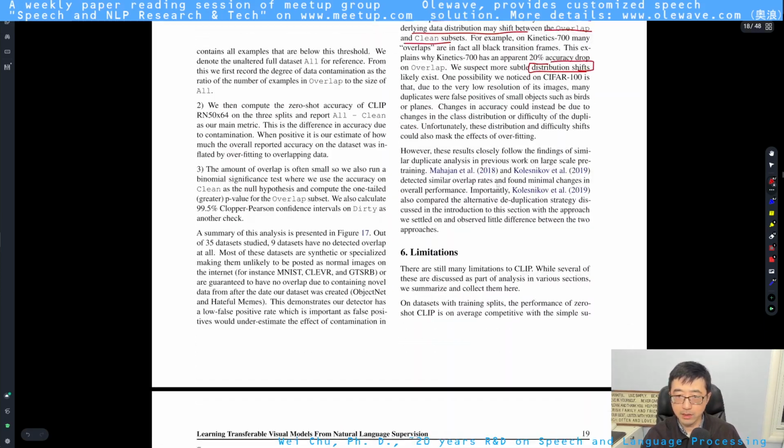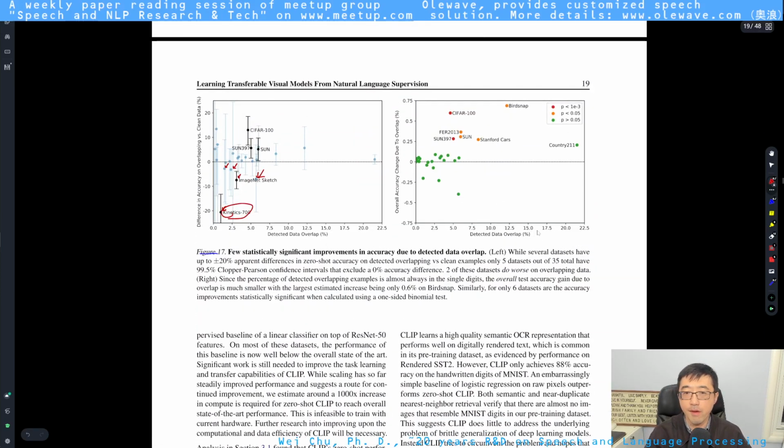Okay, that's the point. And then they're saying that only 5 datasets. This means that they're confident that this excludes a 0% accuracy difference. That means it affirmatively shows you got an accuracy difference. I think these are the 5 things mentioned here, I think.